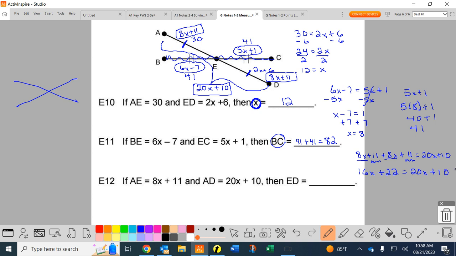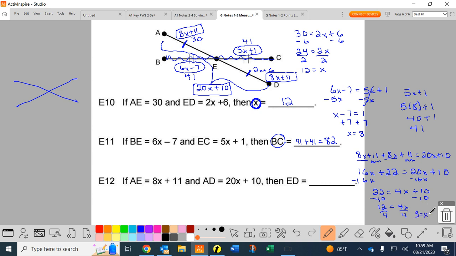Which variable are you going to move, the 16 or the 20? I would move the 16 because it's smaller. When you do that, you get 22 equals 4x plus 10. Now you don't have a choice. You have to move the number away from that variable. So we have to minus 10 from both sides. Going to make it 12 equals 4x. We divide both sides by 4, and 3 equals x.